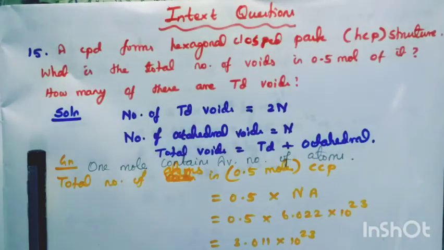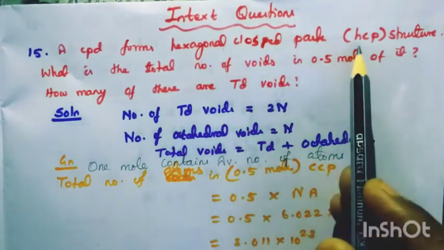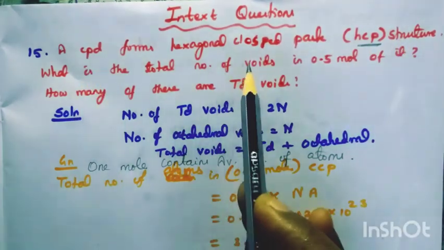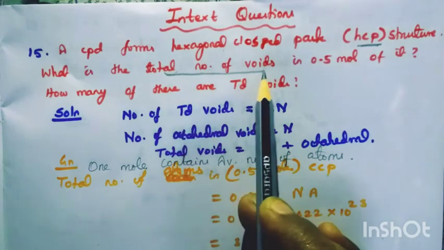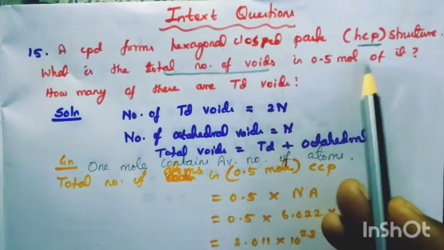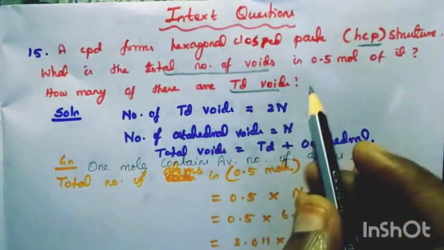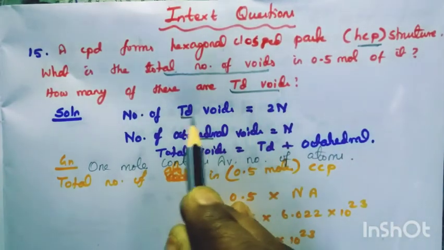Now we are going to see the in-text questions. So only problems we are going to discuss in the text. A compound forms a hexagonal, that is HCP, structure. What is the total number of voids in 0.5 mole of it? How many of these are tetrahedral voids? 2 voids are there, no? Octahedral as well as tetrahedral.